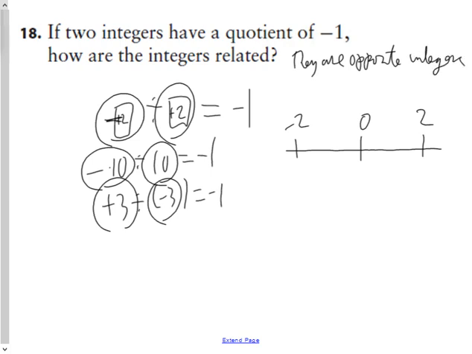And what that basically means is they were equidistant from 0 on a number line, right? If a number has its opposite, it is the mirror reflection of itself across a number line where 0 is the middle.